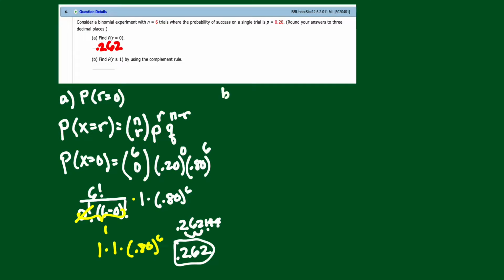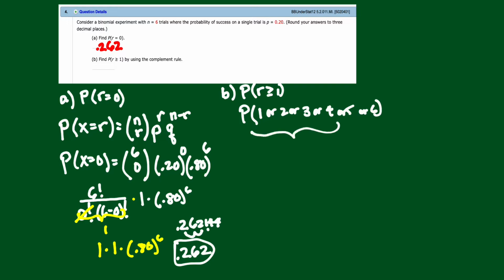In part B, what we want now is what's the probability that r is greater than or equal to 1? Now what that means is this. What is the probability that the number of successes is 1 or more? So it could be 1 or 2 or 3 or 4 or 5 or 6. Now, when you see something like this, where you have a greater than or equal to, at least think the opposite. So you want to think opposite.